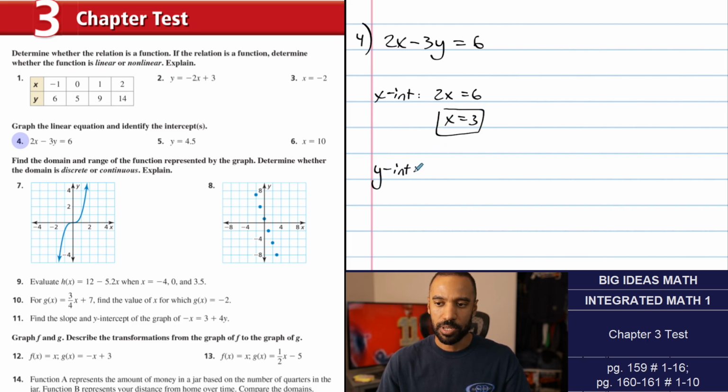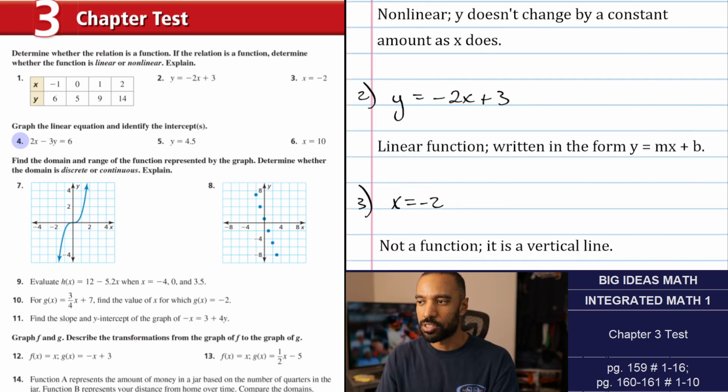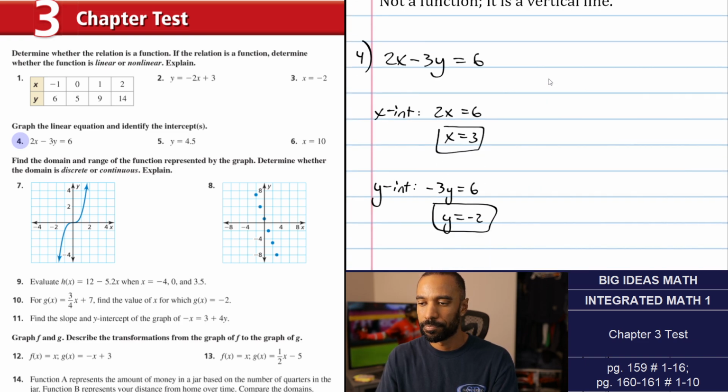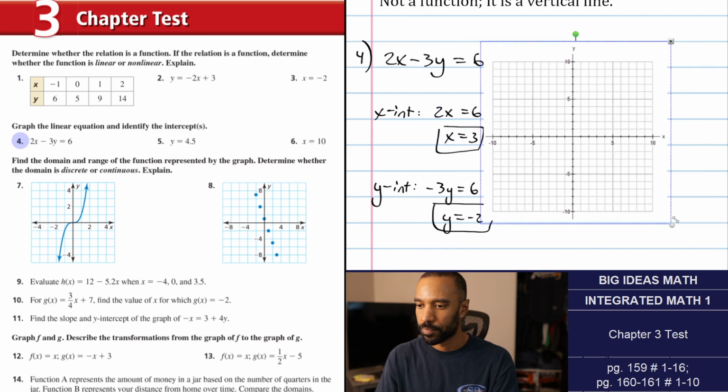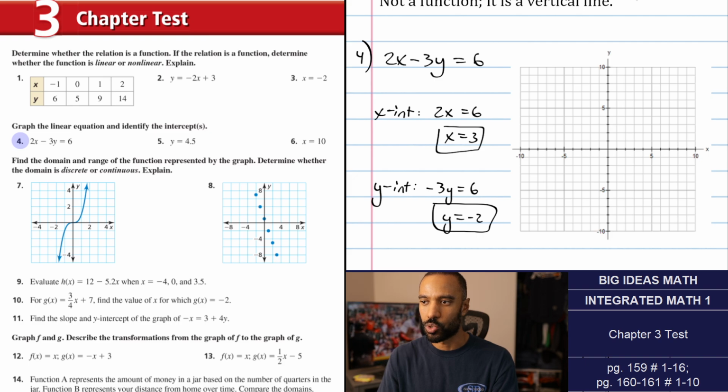And for the y-intercept, I set x equal to 0. That means I get negative 3y equals 6 as an equation. And when x equals 0, y equals negative 2 when you divide both sides by negative 3. Now I'd like to graph this thing. Let me copy and paste this graph that I have here. And we're going to plot those two intercepts and draw a line through them.